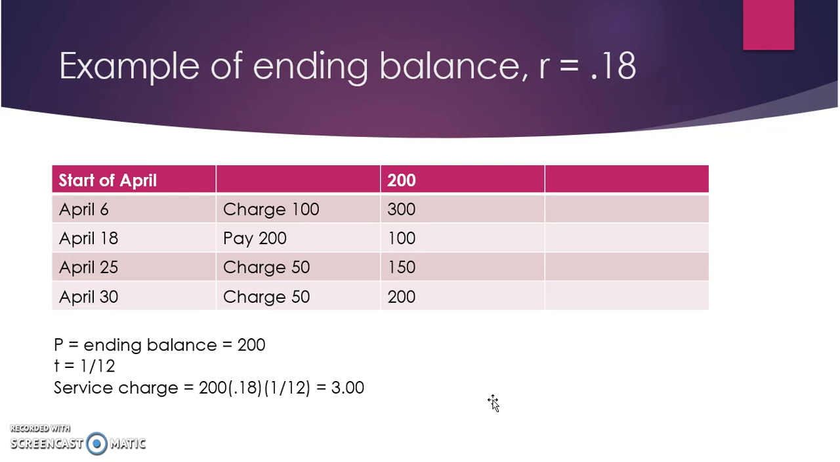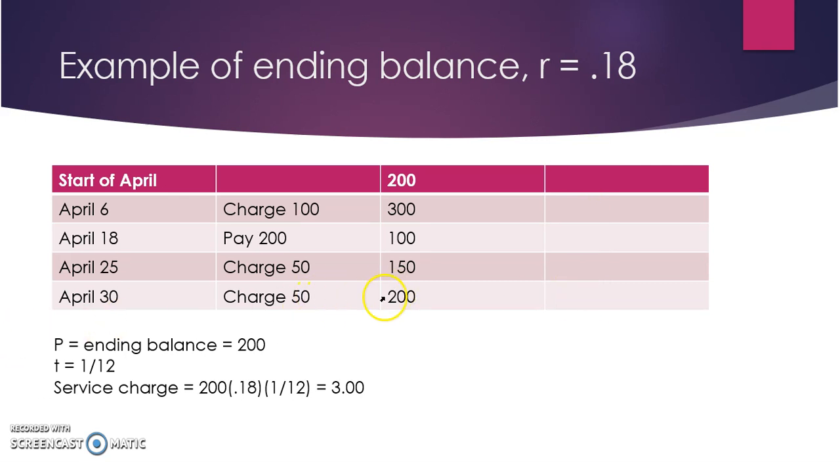So this person at the start of April has a balance of $200 from the previous month. On April 6th makes a charge. April 18th makes a payment. April 25th makes a charge. April 30th makes a charge. And in this column, you'll see the ongoing running balance. For this technique, I don't use the other column. You'll see that in the other technique.